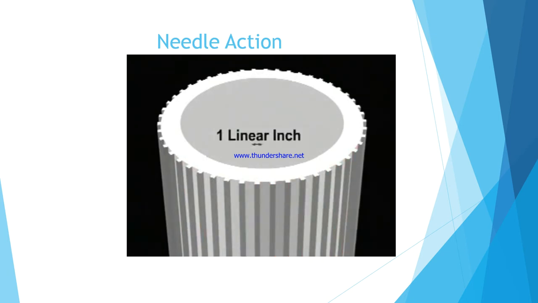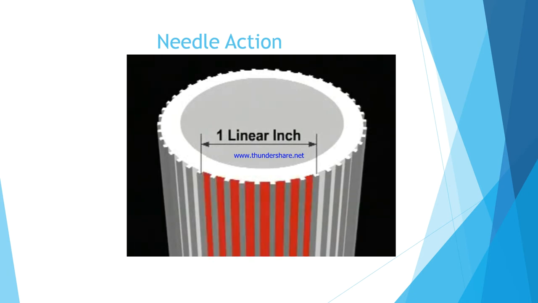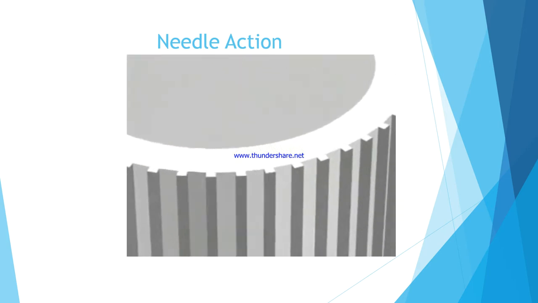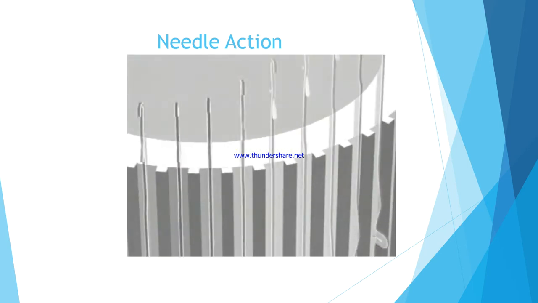Machines are classified by the number of cuts per linear inch. This is referred to as the cut or gauge of the machine. For example, an 8-gauge machine has 8 cuts per inch. The total number of cuts around the circumference of the cylinder would indicate the number of needles in the cylinder. The more needles, the wider the fabric.